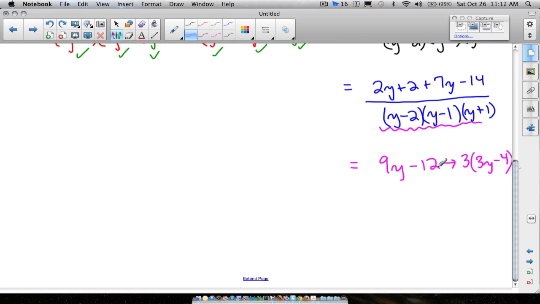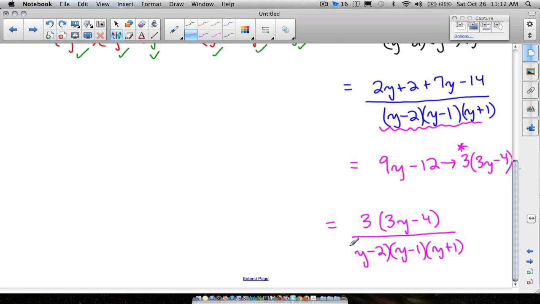Now it is important to remember to factor when you combine like terms up top, because sometimes one of these factors will cancel out with what you have at the bottom. So all I really did there was a little bit of scratch work. I just combined like terms, I factored, now we can write our final answer out. 3 times 3y minus 4, and the bottom, copy all that stuff down again. y minus 2, y minus 1, y plus 1.